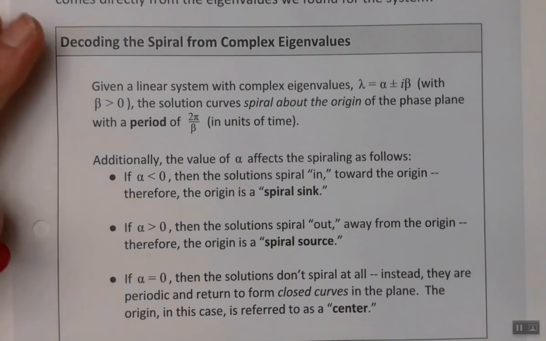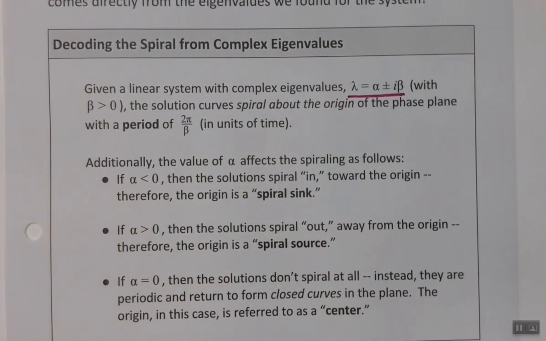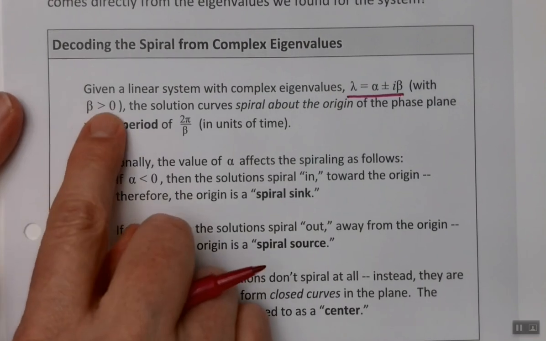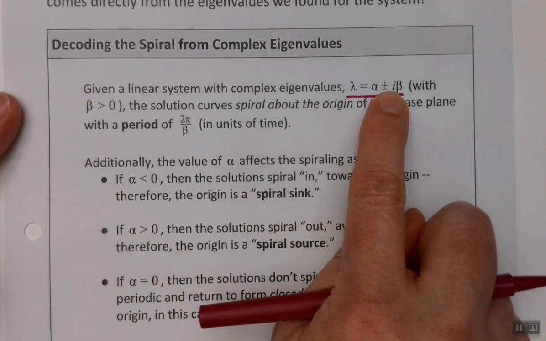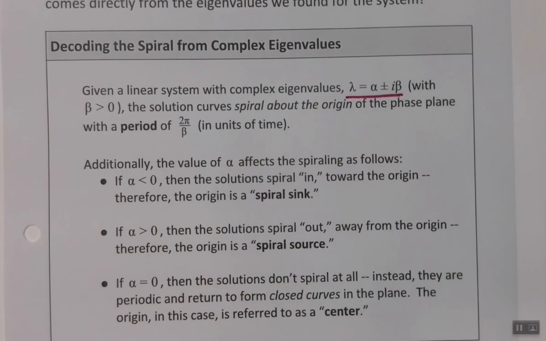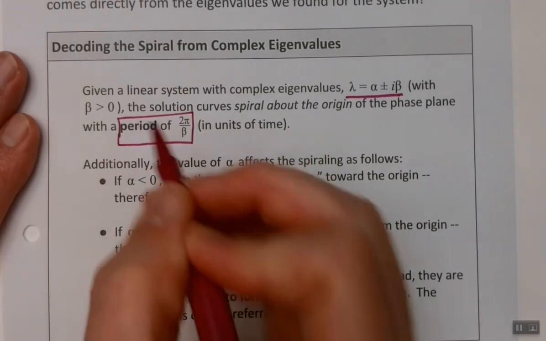So if you have a complex eigenvalue of this form, alpha plus i times beta, and we're just going to say beta is greater than 0, because if it was less than 0, it would still be plus or minus. It's not going to change anything. It turns out that the solution is going to spiral about the origin of the phase plane with a period of 2 pi over beta.